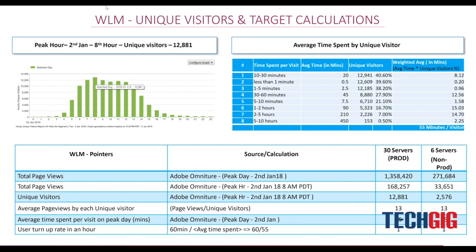Once this average time is identified, then you have to do this. As I said, there are various tools to get the production data. One is Omniture, or you can use Splunk. Here they have mentioned Omniture. You can see there are some differences between production and non-prod. We have to drill down whatever volume we are getting and the total page views, and reduce it to the number of servers. For the 30 servers, it is this much, 13 million. And for 6 servers, how much? You need to identify the total page views for the unique visitors, and drill down on everything, and your workload modeling volume is completely done.